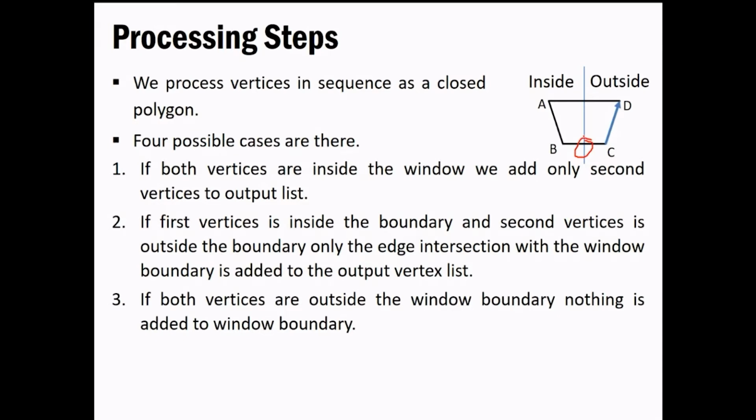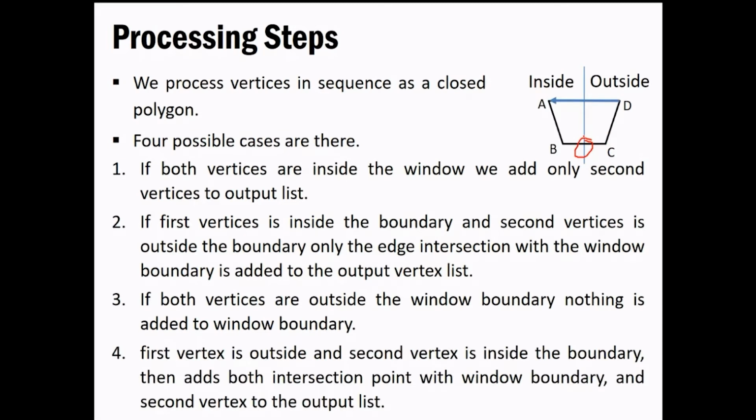Similarly, if both are outside, then you don't need to add anything to the output list. Similarly, if it is from outside to inside, then both of these are to be added: the intersection point as well as this point, that is the second vertex.